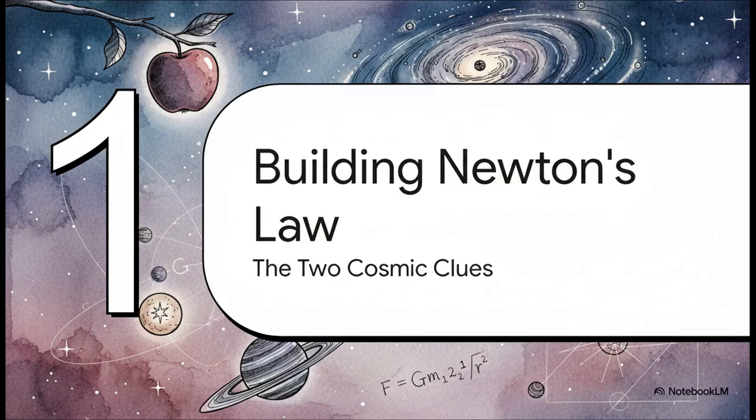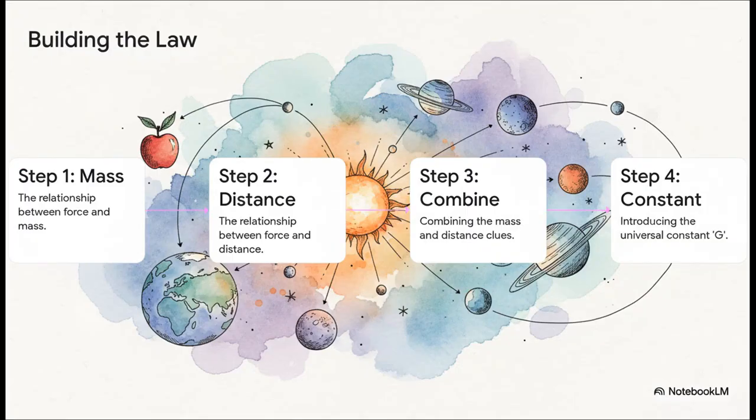No, he built it piece by piece like a cosmic detective on the case of a lifetime. And he did it by following two absolutely fundamental clues he observed about how our universe works. So, we're going to follow right in his footsteps and build this famous law together, step by step. First, we'll look at the role mass plays. Then, we'll get into the super important effect of distance. After we combine those two clues, we'll uncover that final missing piece that makes the whole cosmic puzzle just click.